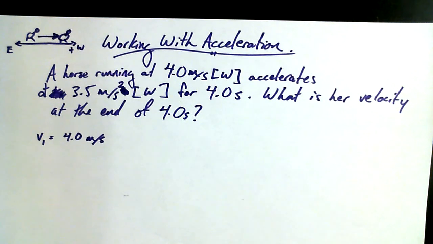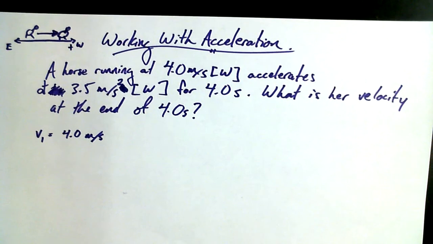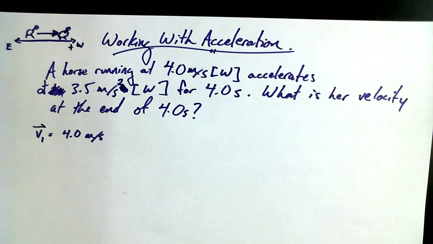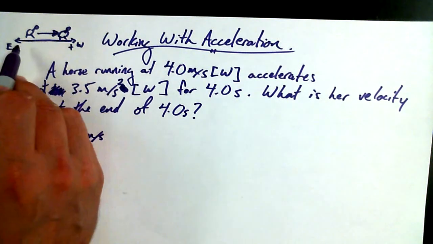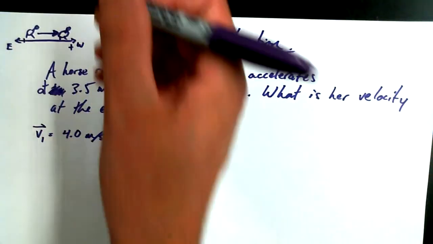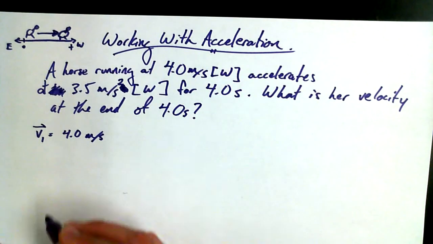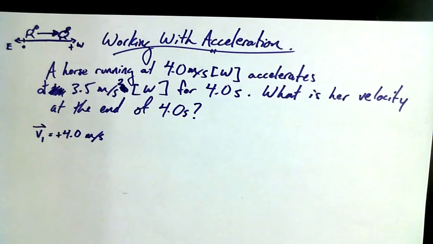So she goes at 4.0 meters per second initially, and the way we've defined our reference frame here, she's starting from one position, getting to another position. So here's our 0 position, going in the positive direction. 4.0 meters per second is a positive value. Now, as we carry on with our little story, she accelerates at 3.5 meters per second squared west.